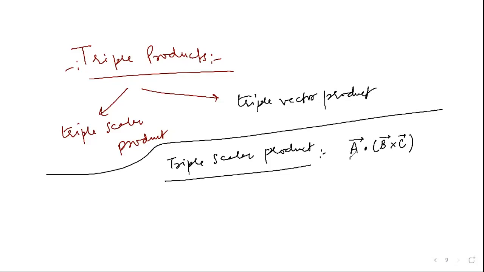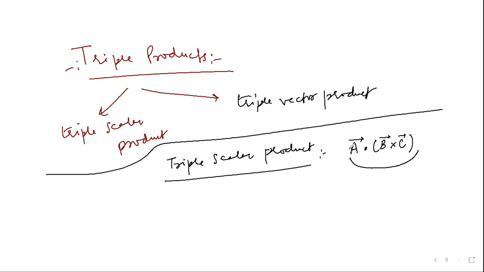Now I will show you that this A dot B cross C is geometrically what? It is geometrically the volume of a parallelepiped which we obtain using A, B, C as three intersecting edges. I repeat, it is geometrically the volume of a parallelepiped.